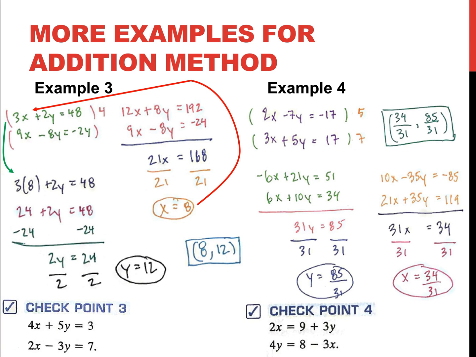Beautiful. So try checkpoint 3 and checkpoint 4. Checkpoint 4 is a little tricky. Remember, I moved the variables all to one side so I could cancel easily. If everything's lined up, it's a lot easier to see what we can add and subtract or have to multiply by. So go ahead and do that for checkpoint 4 and work out checkpoint 3. Leave this up, pause the video. I'll be here when you get back.